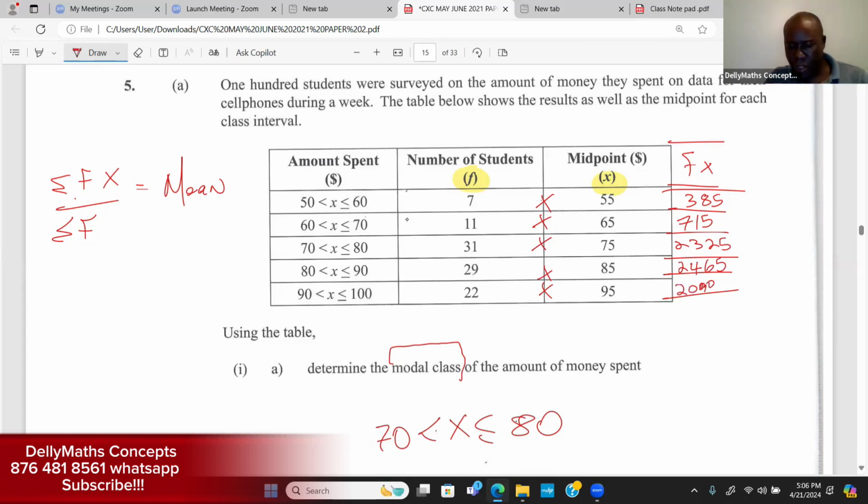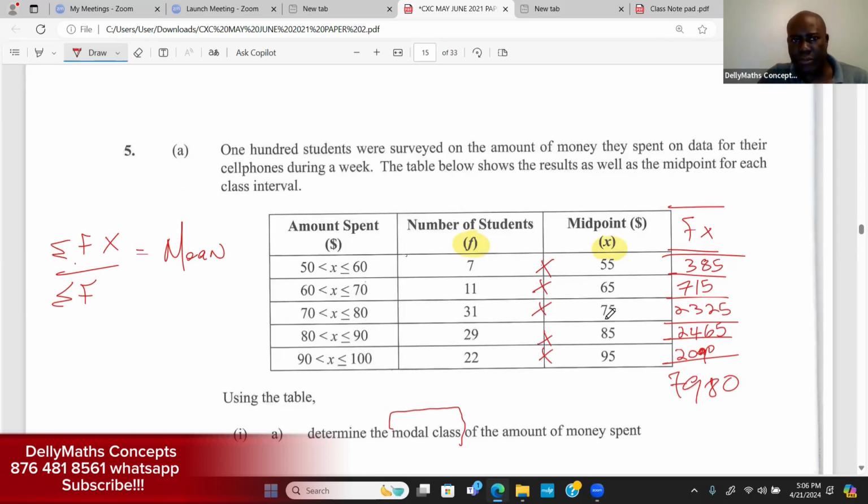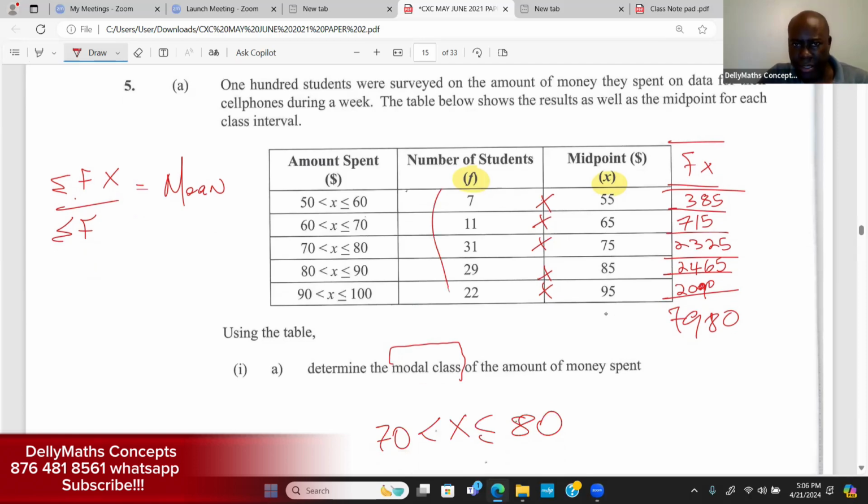So let us add them up. We want to add up 385 plus 715 plus 2325 plus 2465 plus 2090. All right, so I'm getting 7,980. My total frequency here, we need to add up to get this value here.